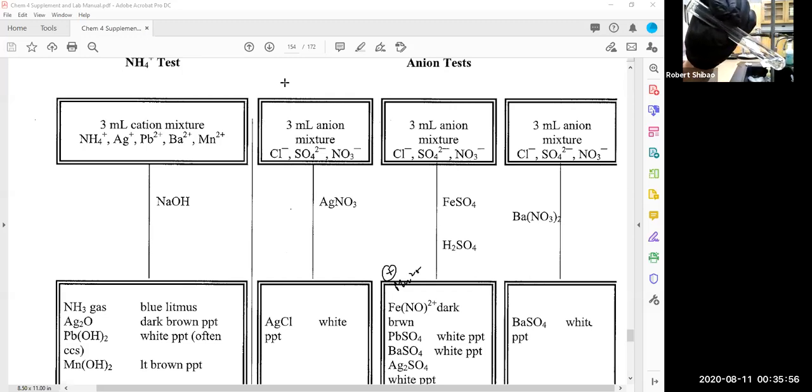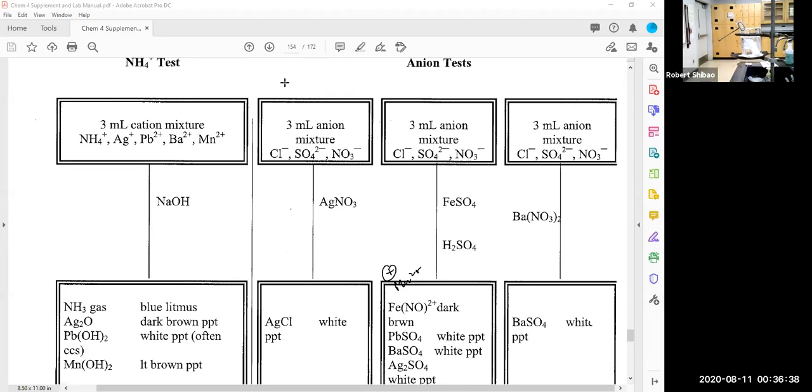Okay, so here goes silver nitrate. Looks like nothing happened with the silver nitrate. So it looks like it's negative for chloride. Negative for chloride. Dump this in the waste. Okay, and then we're going to test it for nitrate.